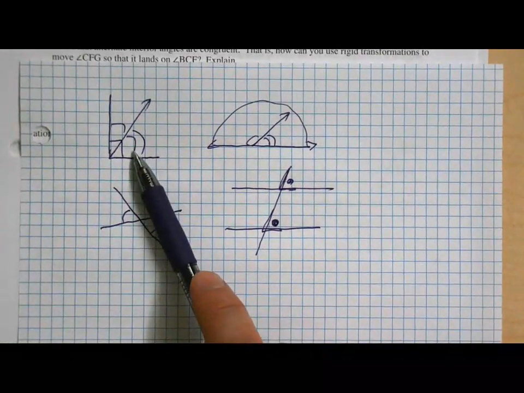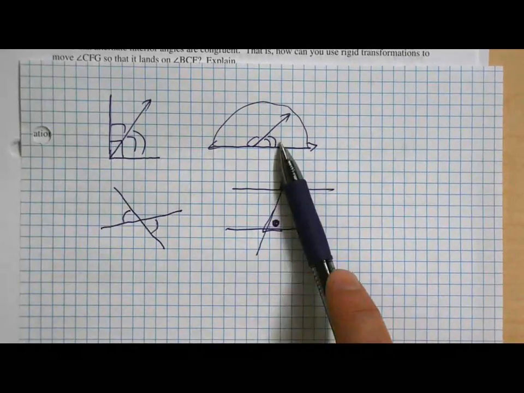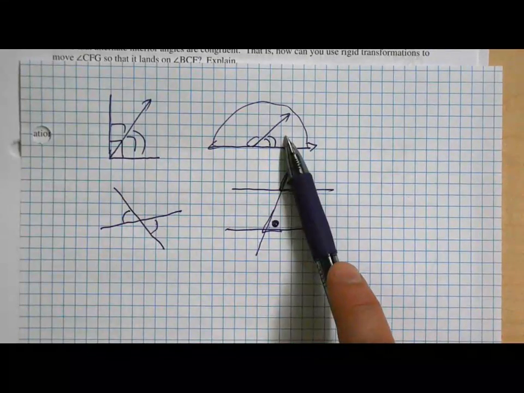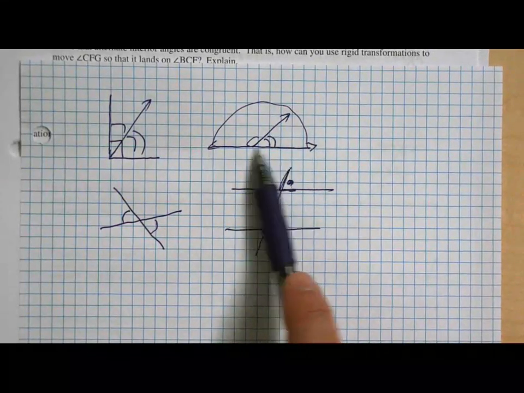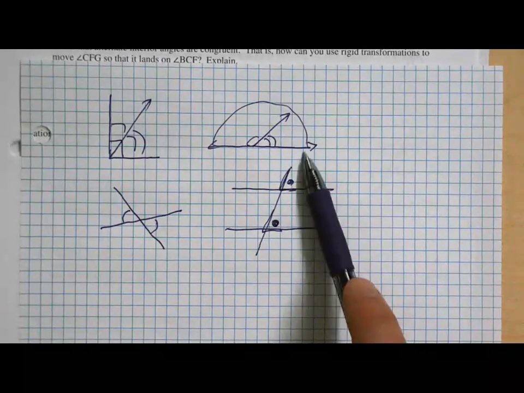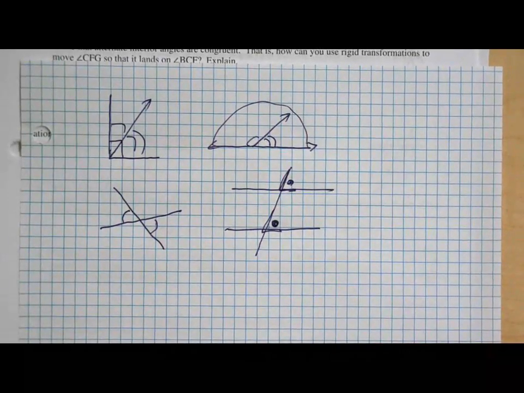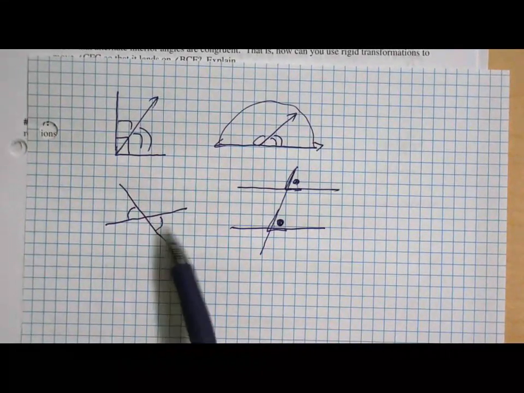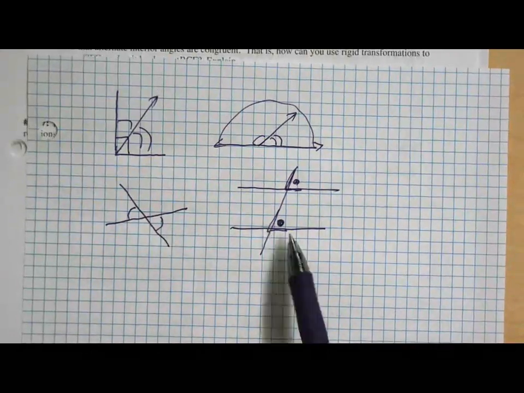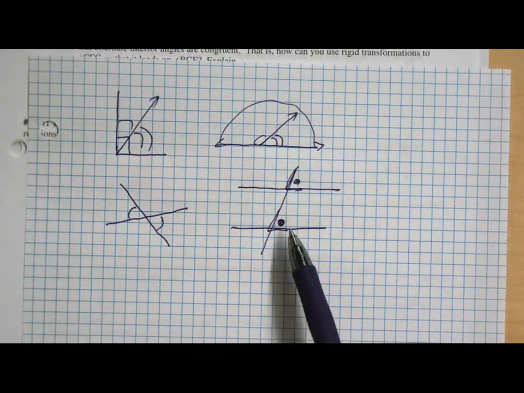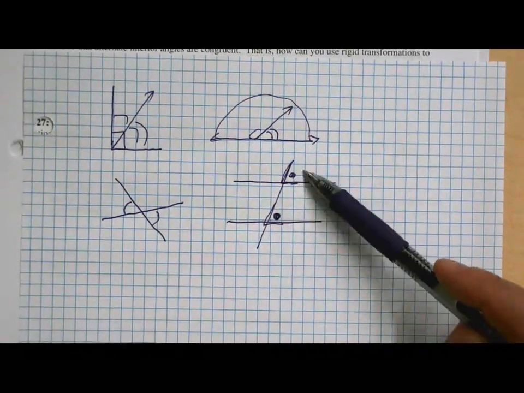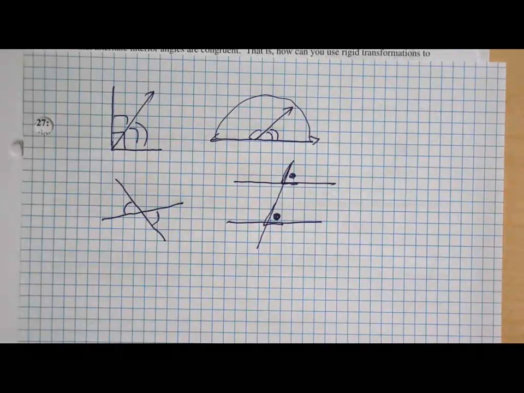Supplementary angles are angles that add up to 90. I'm sorry, complementary angles are angles that add up to 90. Supplementary angles are angles that add up to 180. A straight angle pair like this is supplementary angles. Vertical angles look like this. They're across from each other and they are congruent. Corresponding angles are angles that you can move using a translation to move from one onto the other. And if the lines are parallel, they're congruent.